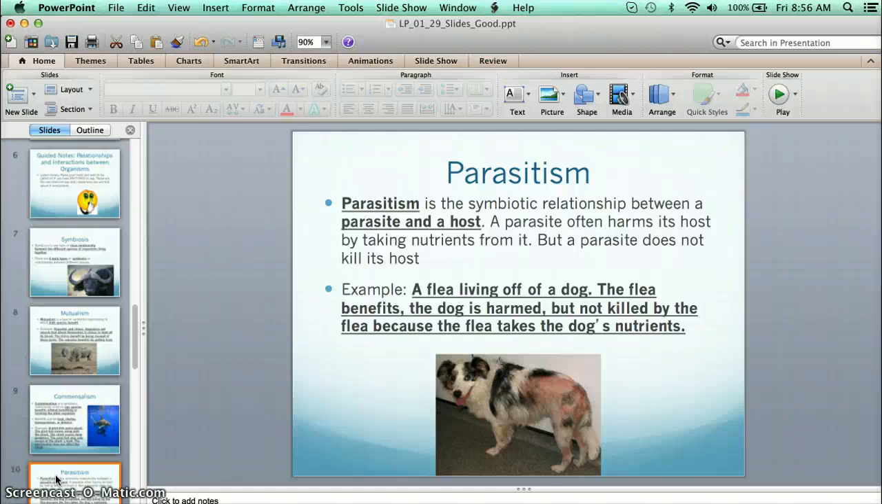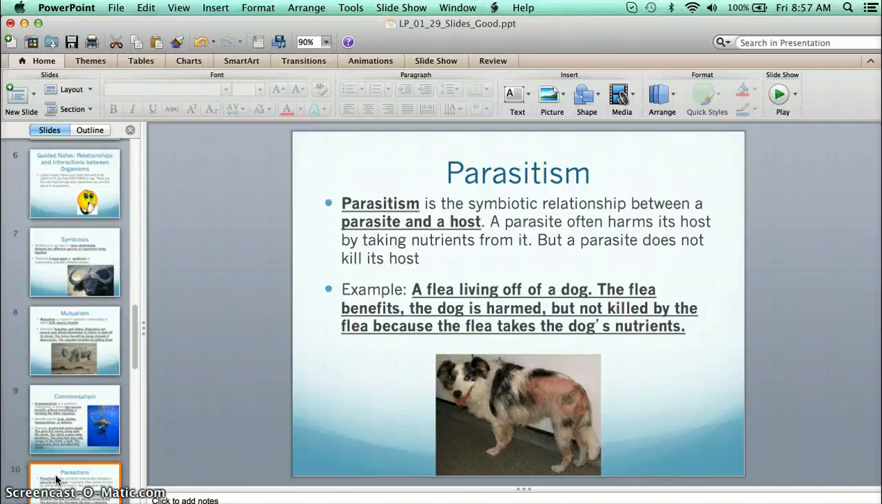So they kind of use up all the host's nutrients and make the host really weak, but they don't actually kill the host. Okay, so like it says here, the parasite often harms its host by taking nutrients from it, but the parasite does not kill its host. So the relationship between the parasite and the host, we call that parasitism.